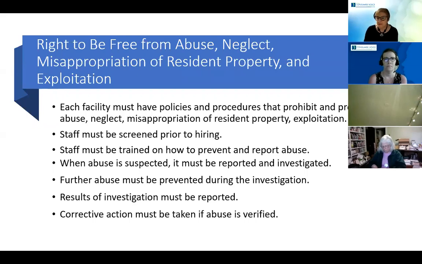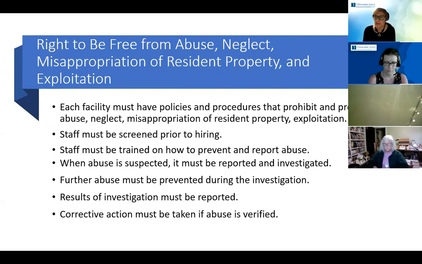A facility has to have policies about abuse and preventing abuse and neglect. And part of those policies, one thing that must be included is that staff have to be screened prior to being hired. Now, federal requirements don't call for or mandate a national comprehensive background check. I don't know what your requirements are in Pennsylvania. Maybe we can cover that later for any kind of background check.